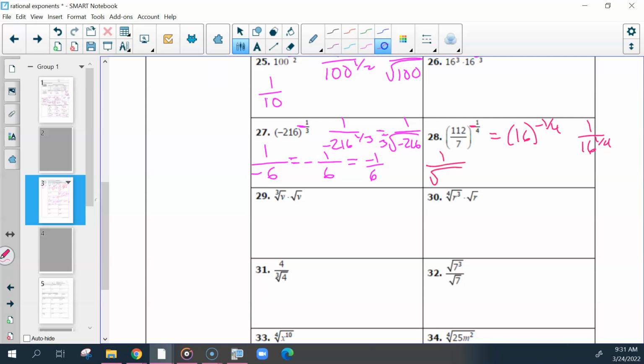One over the fourth root of 16. Now, we don't know the perfect fourths, but we do know that 2 to the 4th is 16. So we can change that. We will do this for the last two also. I'm going to put this in the calculator just so you see that this works. Because it's clear that 112 over 7 to the negative 1/4 became 1/2, when you look at it.